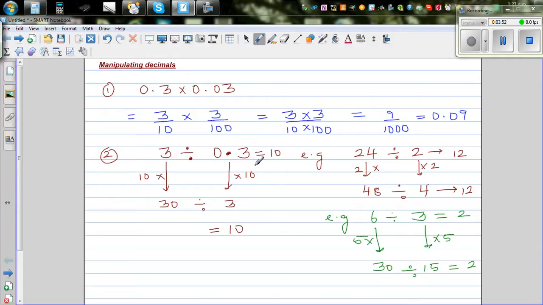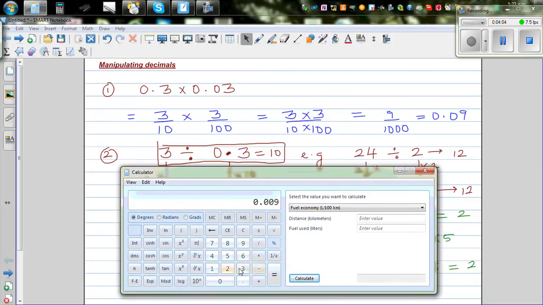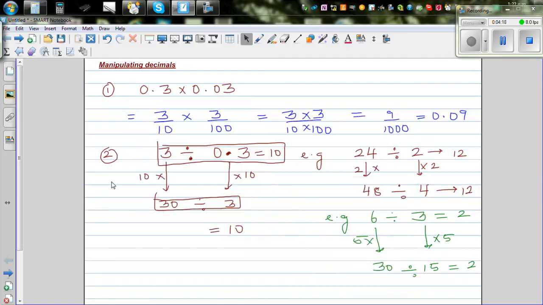So let me show you both: 3 divided by 0.3 would be 10, and 30 divided by 3 would be 10. I don't need to show you, but let me show you both so that you believe me or understand. So 3 divided by 0.3 is 10, or 30 divided by 3, this dash stands for division, that's also 10.